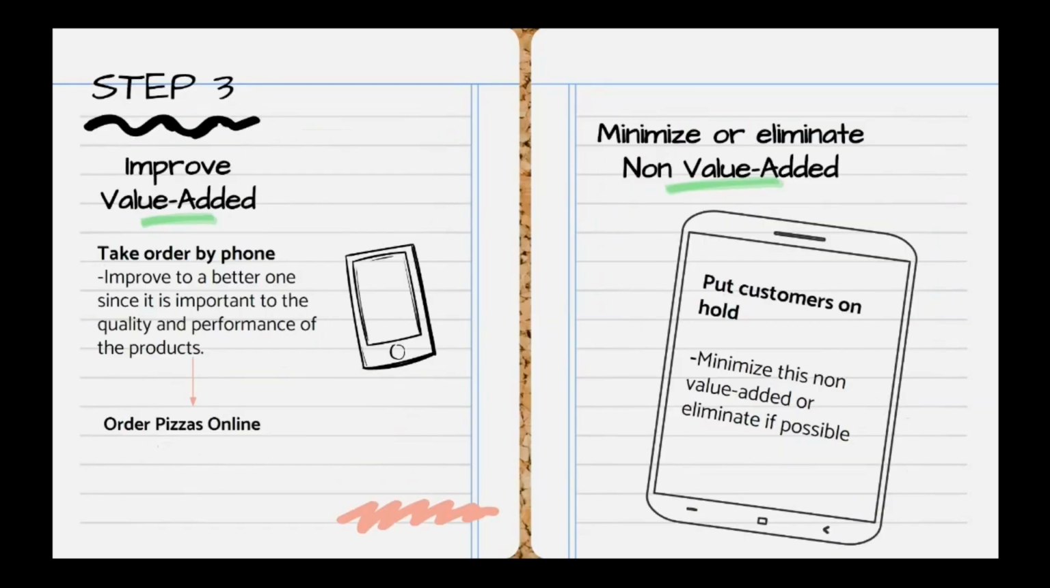So the last step is that the pizza restaurant needs to enhance or improve value added activities and eliminate or reduce non-value added activities. As you can see, taking orders by phone is one of the value added activities which can be improved to a better one, since it is important to the quality and performance of the product. Therefore, the pizza restaurant may enhance the value added by using an online method to take in orders, where this can help to minimize the non-value added, or putting customers on hold.